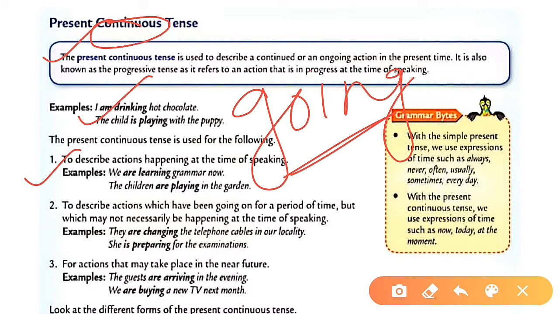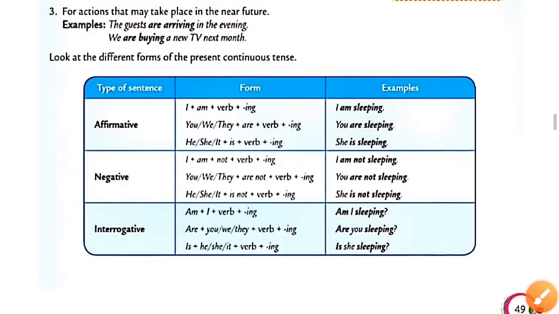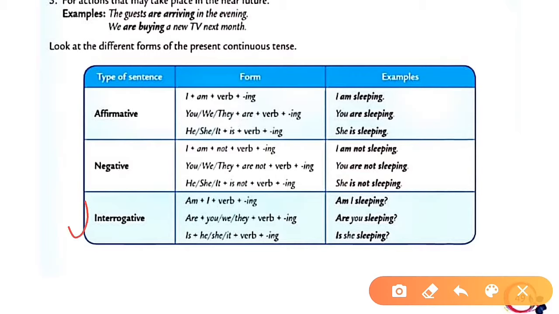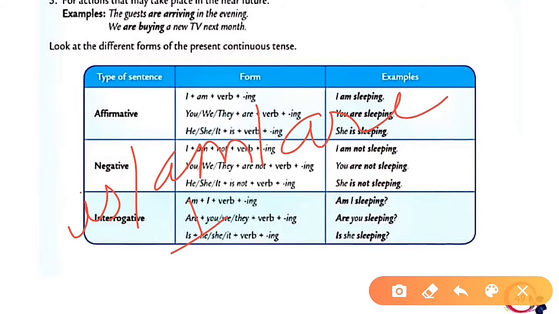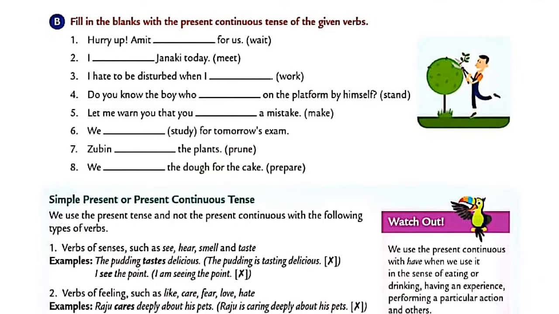Second, to describe an action which has been going on for a period of time but may not necessarily be happening at the time of speaking. Number 3, an action that may take place in the near future also comes under present continuous tense. And the form of present continuous tense is am, is, are, according to the subject, plus verb ing form. Okay, next guys, move to your B part. B part is based on present continuous tense. You have to use is, am, are plus ing with the verb.